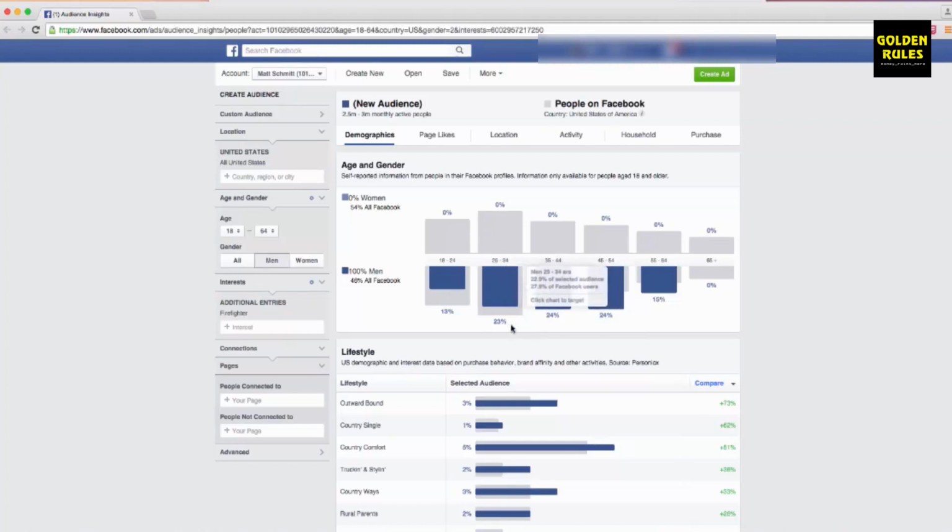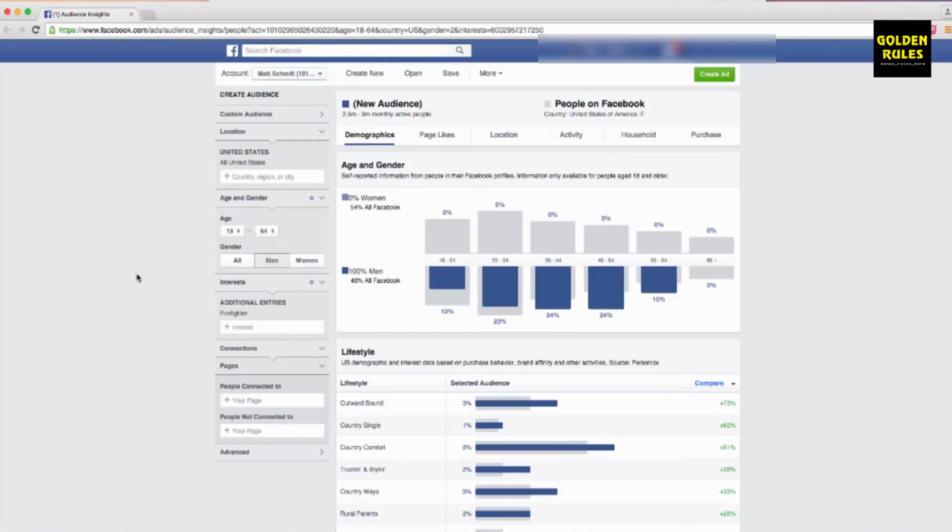And these numbers are pretty solid, right? We have 2.5 to 3 million monthly active people. So here's 13% of that audience being here. That's going to have a good chunk of people in it, right? And it's going to have plenty for us to target in a specific segmented ad.